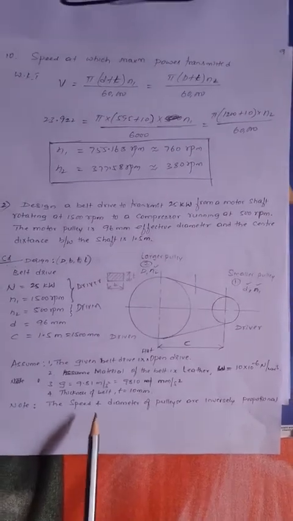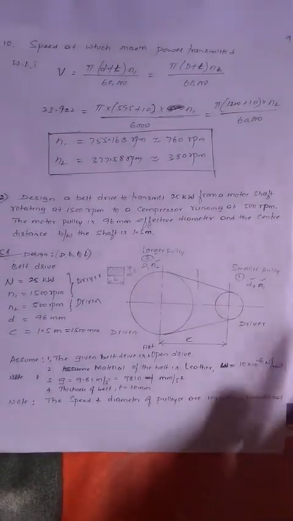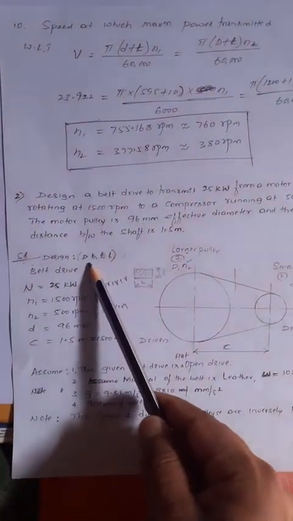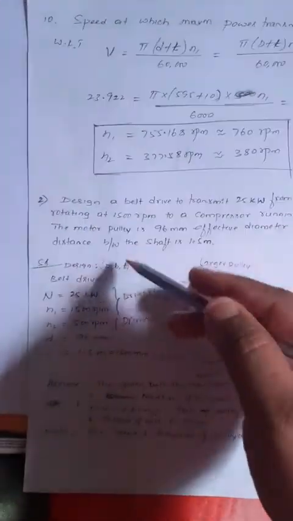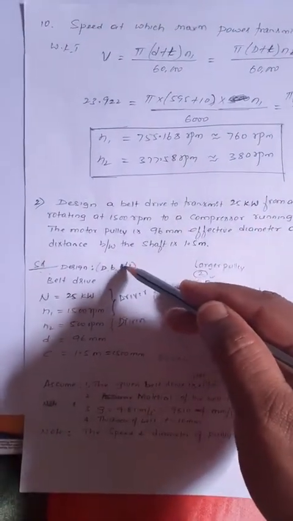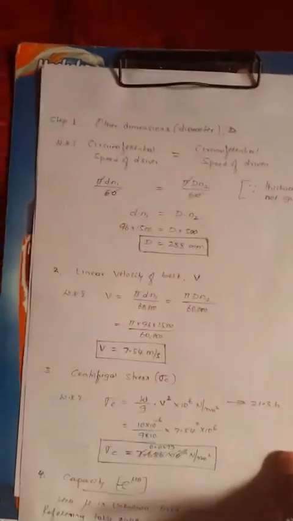Note that the speed and diameter of the pulleys are inversely proportional. Right? Now you go for design. Design means the remaining data are unknown here. Capital D is unknown. Breadth and thickness of the belt are unknown, but thickness we should assume here as 10 mm. And the length of the belt. These are the things we are going to determine. Right. Now go according to the steps.